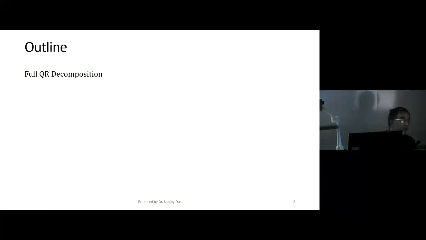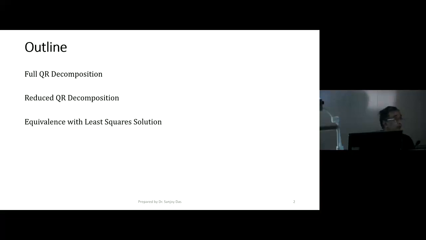First, we'll look at full QR decomposition. Then we look at reduced QR decomposition, also called economy QR decomposition. These two terms can be used interchangeably. Then we look at how this method produces the same solution as the least square method that we discussed in the last lecture based on the pseudo-inverse. And then we will look at the Gram-Schmidt orthogonalization algorithm to obtain the reduced QR decomposition.